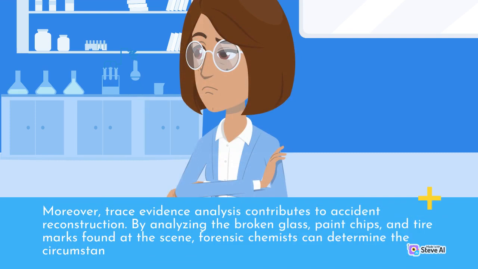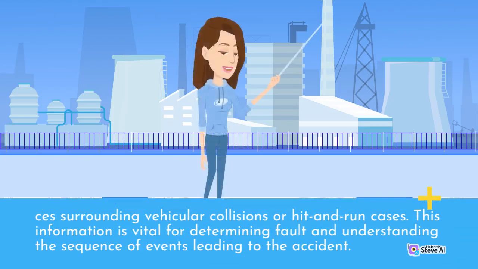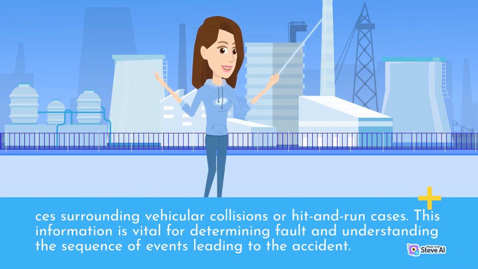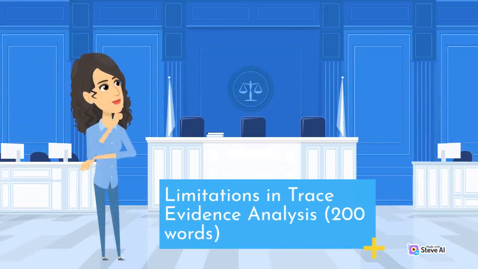Moreover, trace evidence analysis contributes to accident reconstruction. By analyzing the broken glass, paint chips, and tire marks found at the scene, forensic chemists can determine the circumstances surrounding vehicular collisions or hit-and-run cases. This information is vital for determining fault and understanding the sequence of events leading to the accident. Limitations in trace evidence analysis, 200 words.